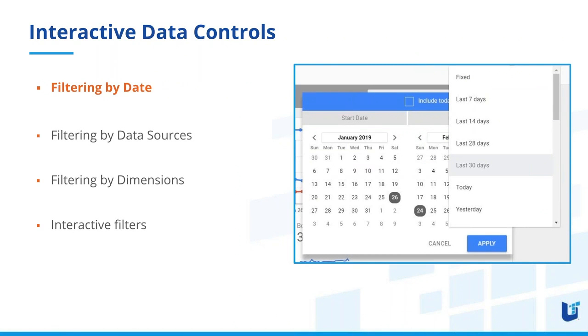The next few slides, we'll be talking about some interactive data controls, starting with filtering by date range. The date range filter allows you to set and control the time frame of your report, giving you the ability to view data that is important to you from any time in the past. You add this filtering option by clicking on the date range filter icon and dragging it into the header section of your report. By default, the filter will prompt you to add a date range.